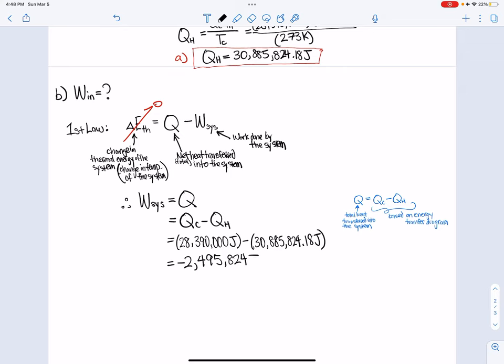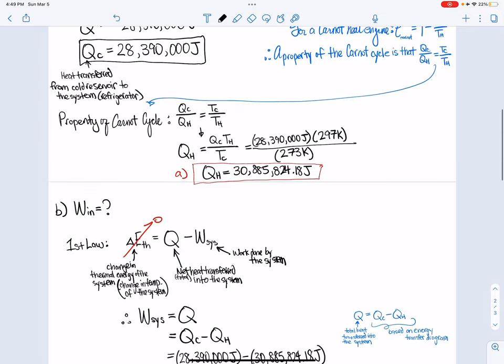Sorry, 24.18. I'm just plugging it in my calculator, 1 second. Okay, so 24.18 joules. All right, so that would be my answer for work done by the system.